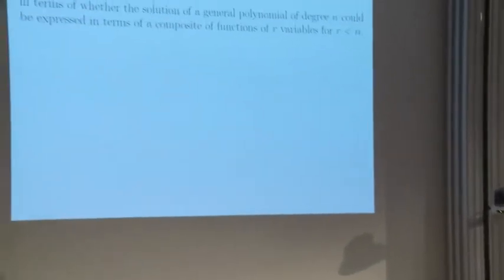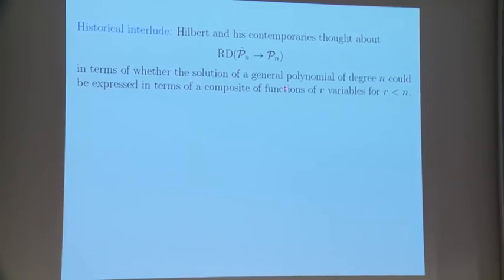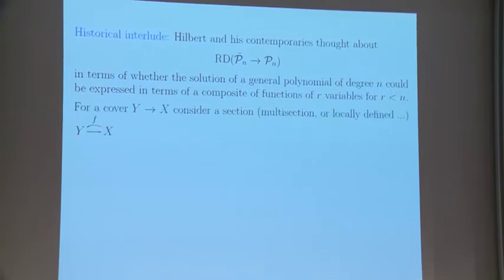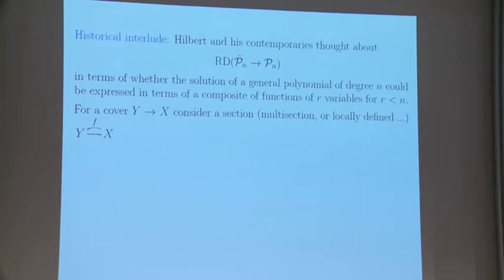Okay. So they thought about this invariant in terms of whether, if you had, say, a solution of a general polynomial of degree n, it could be expressed in terms of a composite of functions of r variables where r is less than n. Okay, so let's try to translate this into that notion. If you have a cover, let's first think about the notion of essential dimension in that kind of setup. So if you have a finite cover, and let's assume we've already replaced x by this open. Okay, so let's consider first a section of this cover. Now, this cover we thought of as connected. So, of course, there's no literal section. But you can think of this section as either a multivalued function, or maybe it's defined locally. Okay.